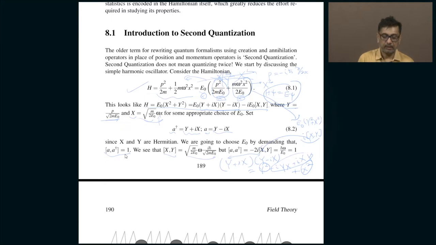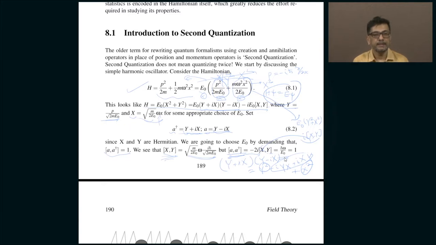When I force that to be the case, then you see, A is defined like this, A dagger is therefore this. So the commutator of A and A dagger will come out as minus 2i times the commutator of X and Y, but we can evaluate it because X and Y are in terms of position and momentum. So we can work out the exact answer for the commutator of X and Y. When you work that out and substitute, you will get the commutator of A and A dagger to be h bar omega by E0, which I have introduced.